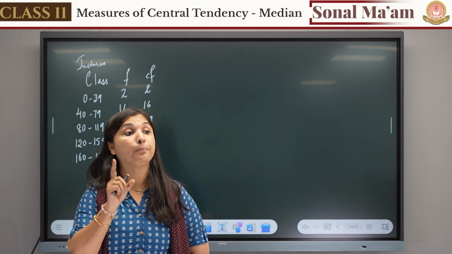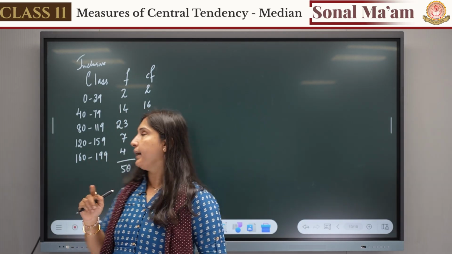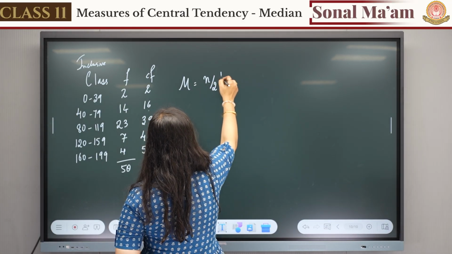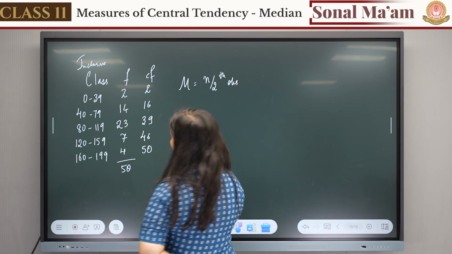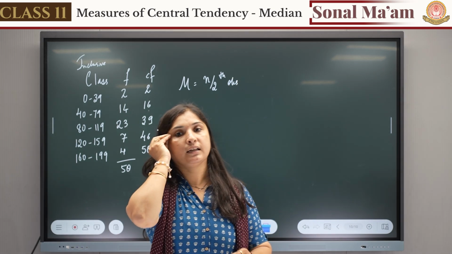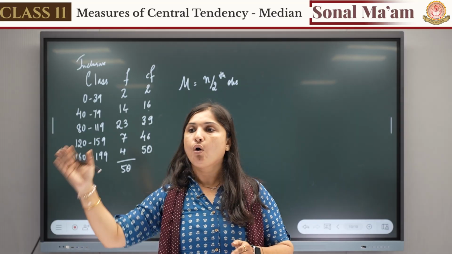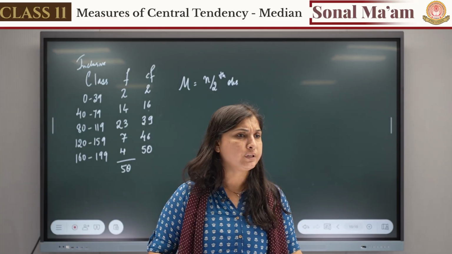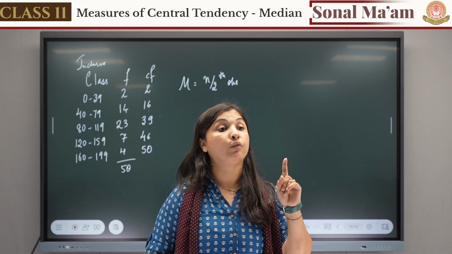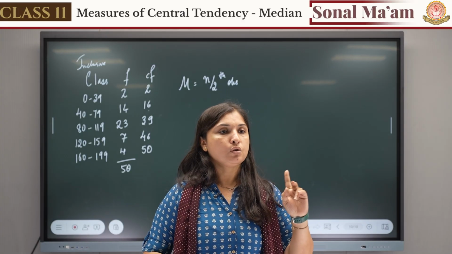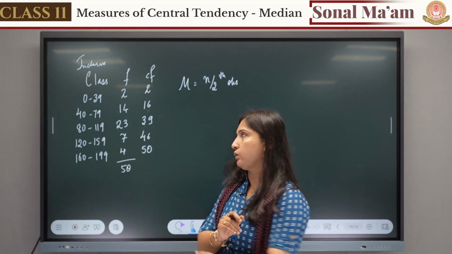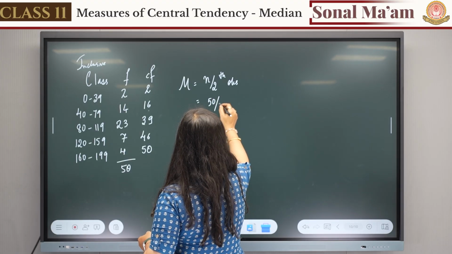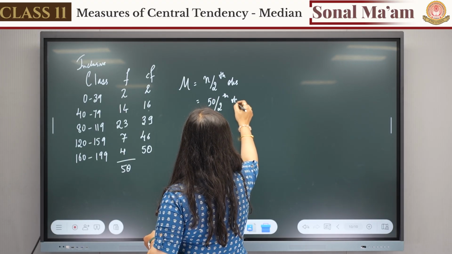Now, what do you have to do? First, you have to find the median class. To find the median class, you have to apply the formula m is equals to n by 2th observation. Remember this, fix it in your mind. Discrete हो के raw हो, n plus 1 ही आएगा. But whenever it is continuous data, it will not come n plus 1. It will be n by 2. Okay, so there it is n by 2th observation. Okay, fine. What is my n? My n is 50 divided by 2th observation. That is what?